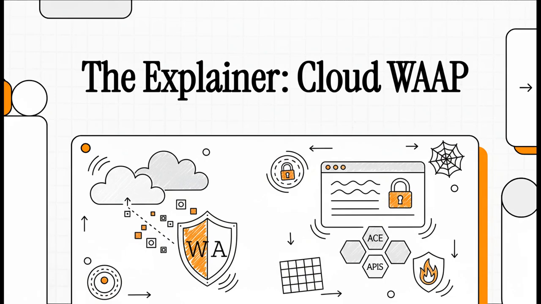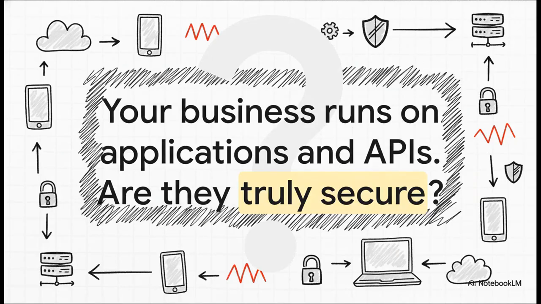Today, we're jumping into a recent Gartner market guide to really break down a piece of tech that's become, well, absolutely essential for modern cybersecurity. We're talking about Cloud Web Application and API Protection, or WAAP for short. Let's dive in.